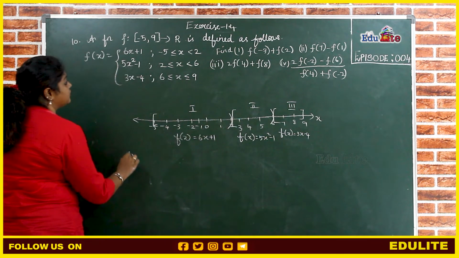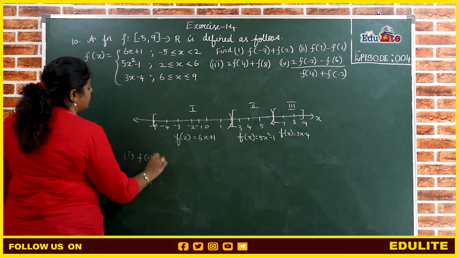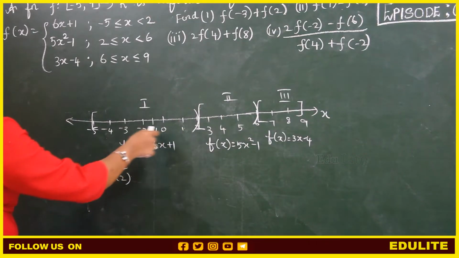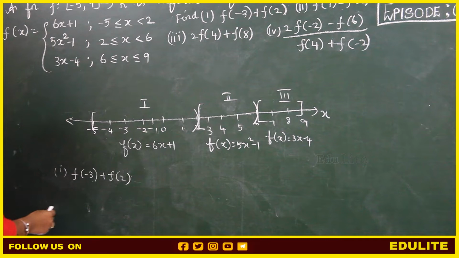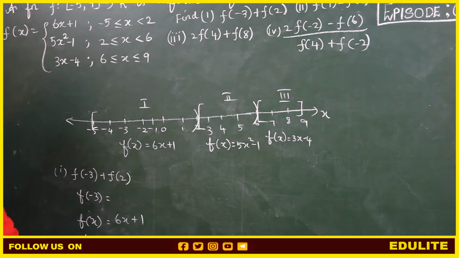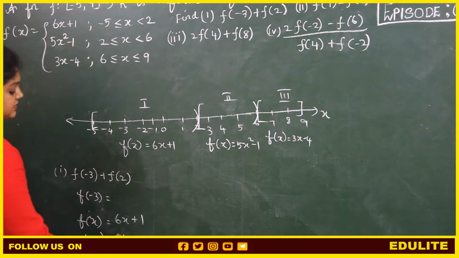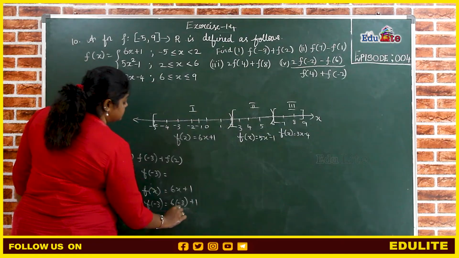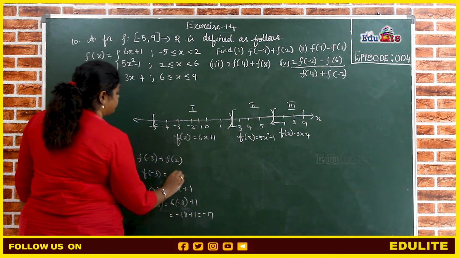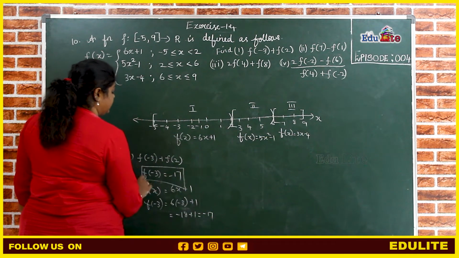First option we are asked to find is f of minus 3 plus f of 2. f of minus 3 falls in the first interval. Therefore, we have to use f of x value as 6x plus 1. f of minus 3 equals, substitute here 6 into minus 3 plus 1. 6 into minus 3 is minus 18 plus 1, which is nothing but minus 17. f of minus 3 is minus 17.